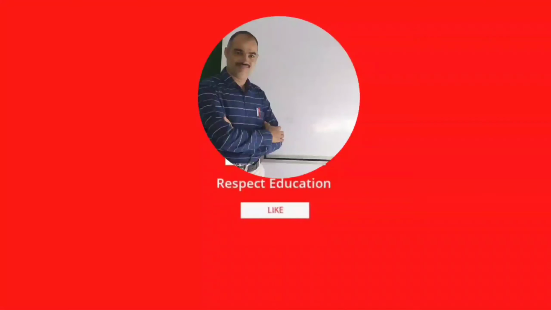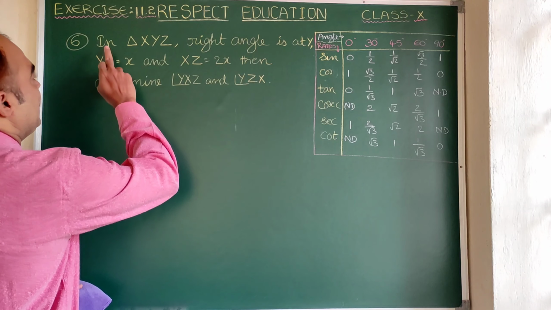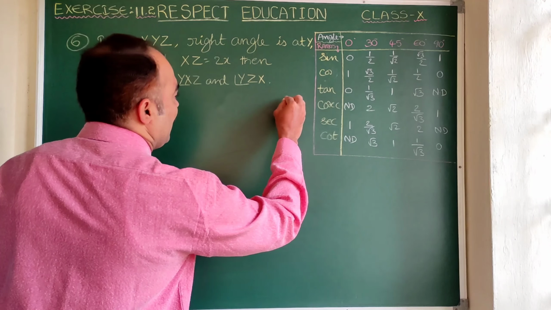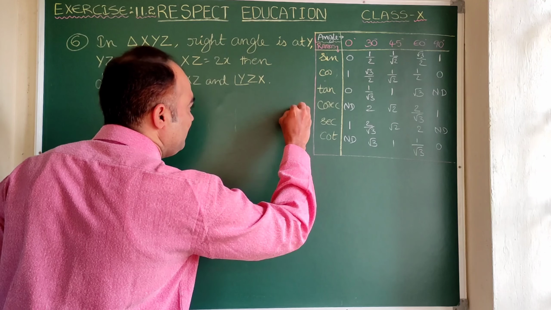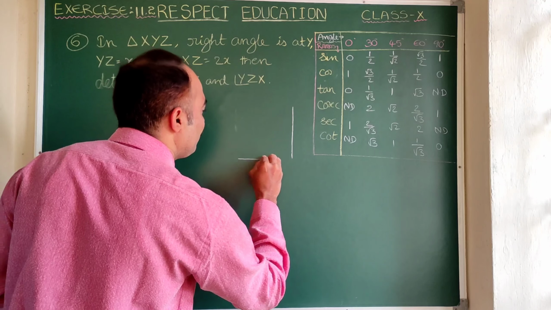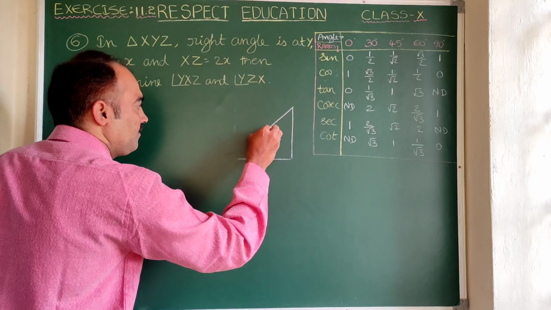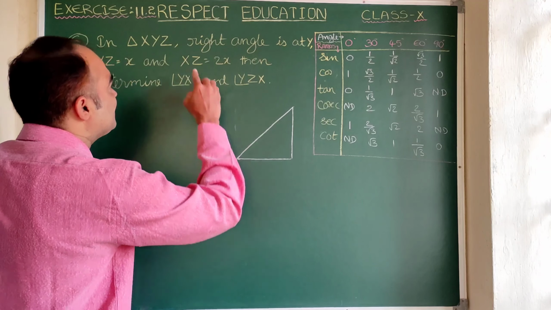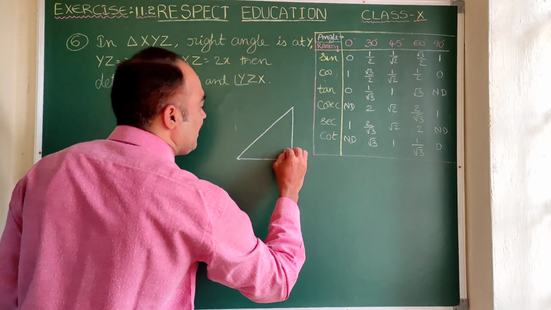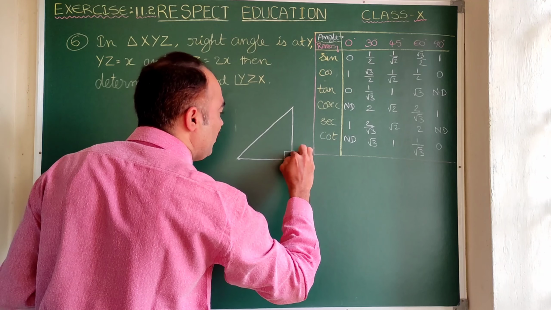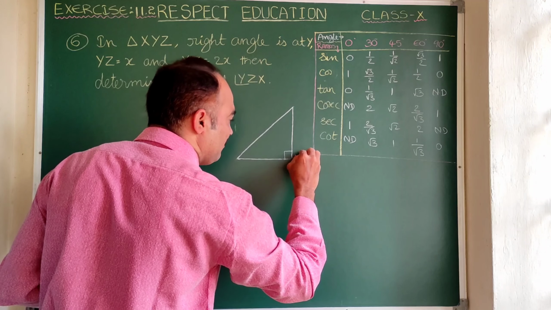Now let us see problem number 6. In triangle XYZ, let us draw a triangle XYZ. Right angled is at Y. So here this place is to be given to Y. Right angled is at Y.